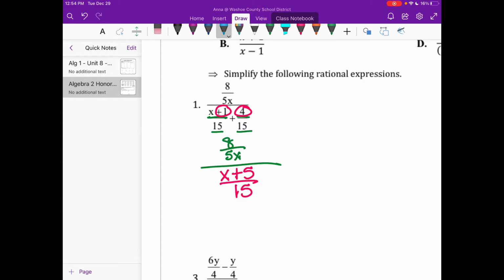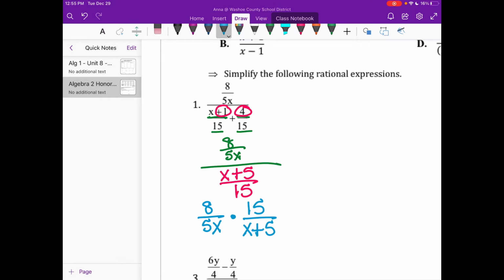I say skip, flip, multiply. There's another one, and I can't remember it right now. I'm blanking on it. But we're going to leave the first fraction alone. So 8 over 5x. We flip the second one, and we're going to multiply. So my second one is now 15 over x plus 5.